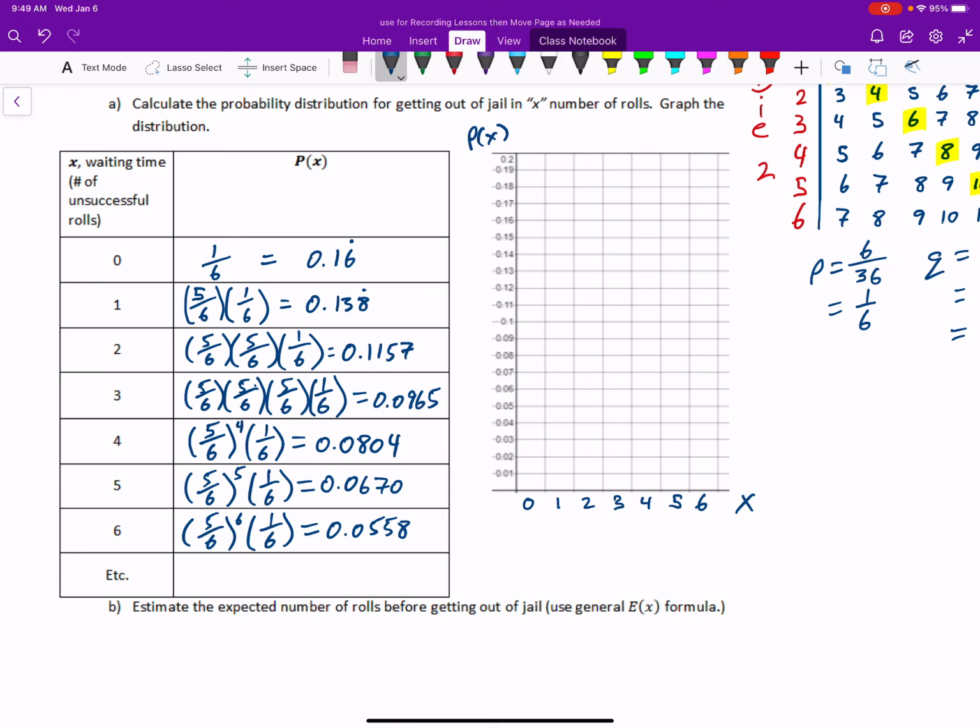And so 0.16 repeating would be about here. And then 0.138, maybe I'll just draw the lines across here. 0.138 repeating would be about here. And 0.11, let's call it 0.115. About here. Actually, maybe it is easier just to draw my bars down. It makes me see what's going on better. And then 0.096. And then 0.08, let's call that one.